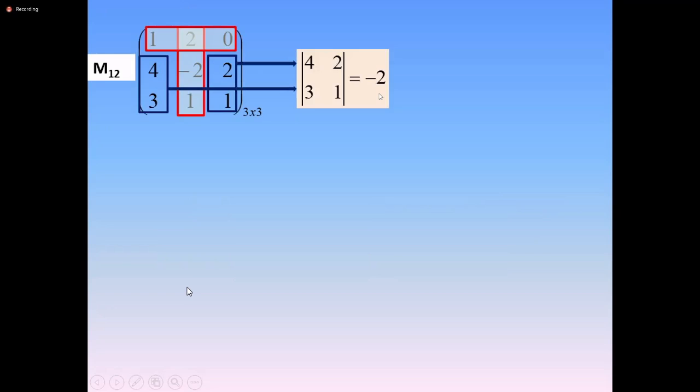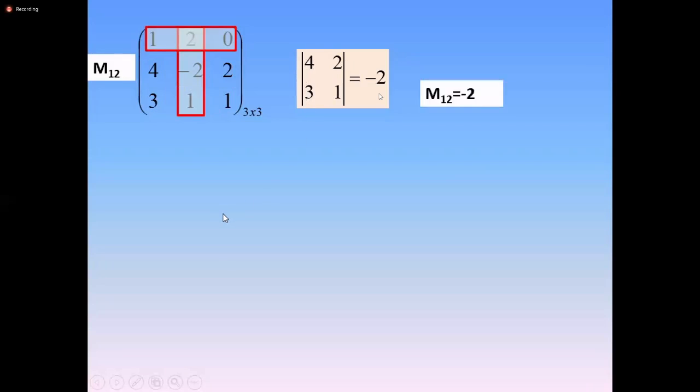So the determinant is made by these remaining figures 4, 2, 3, 1. Then calculate the determinant value: 4 by 1 minus 3 by 2. So I don't need to tell about how that follows, right? Getting the cross product here, 4 by 1 minus 2 by 3. Then that is M12. M12 is equal to minus 2. Then M13.